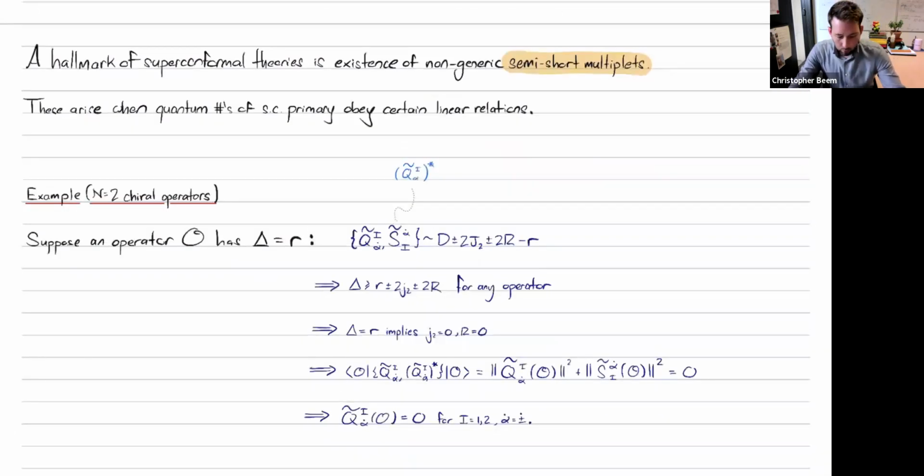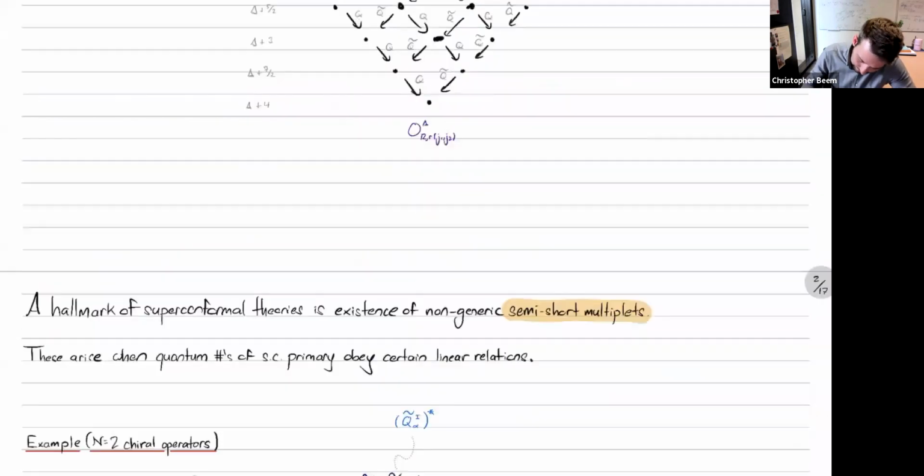The real hallmark of superconformal field theories and supersymmetric field theories is the existence of exceptional operators that live in non-generic representations of the symmetry algebra. These are called short or semi-short multiplets. These show up when you have operators whose quantum numbers obey some linear relations that imply that they're non-trivially annihilated by some Qs. So that's going to make this diamond smaller.